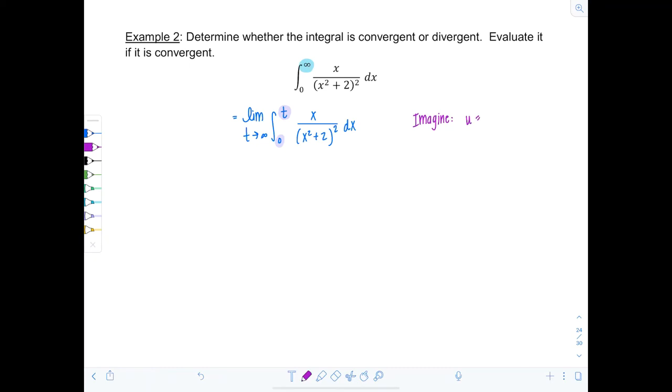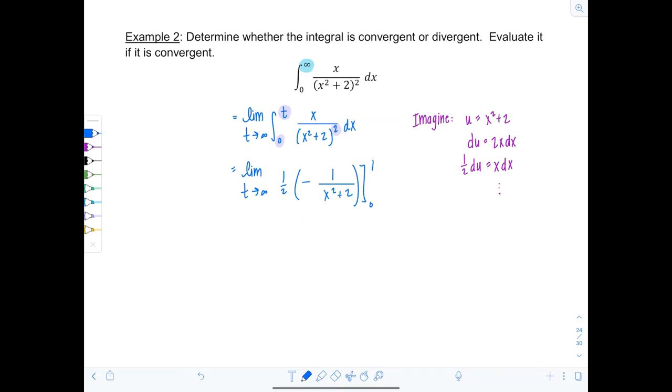So if u was x squared plus 2, then du would be 2x dx. So 1/2 du would be x dx. All that means is I'm gonna pick up a 1/2 when I anti-differentiate. So I have the limit as t approaches infinity of 1/2. And then look here, I have (x squared plus 2) squared. That's basically your u squared, or u to the negative second. So increase the exponent by 1, divide by the new exponent. Now I have negative 1 over x squared plus 2. Lovely. And we're evaluating this from 0 to t.